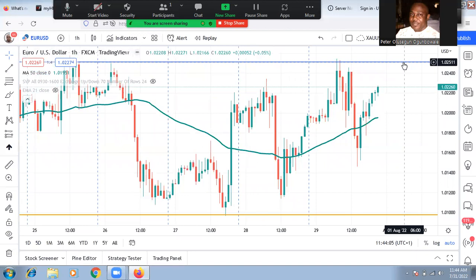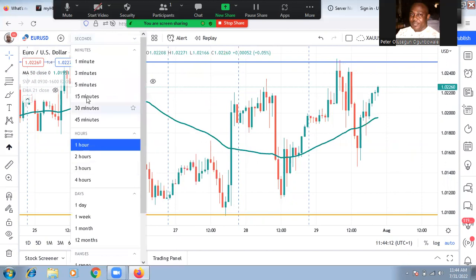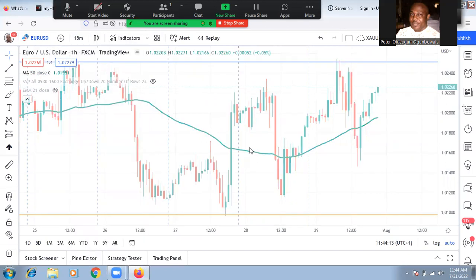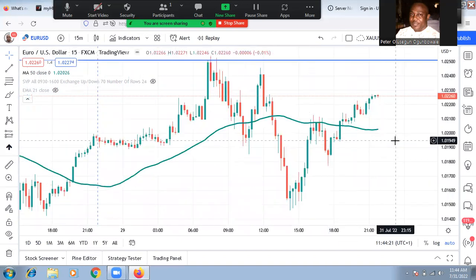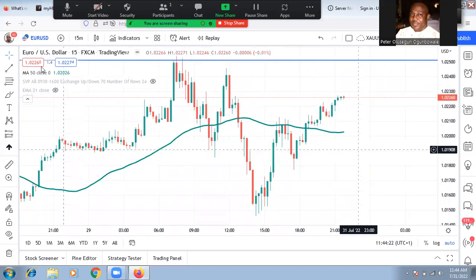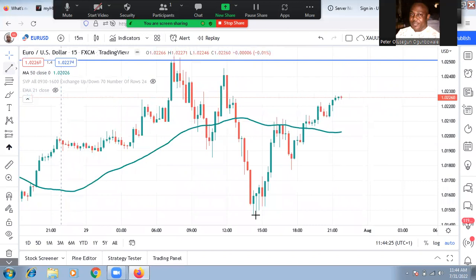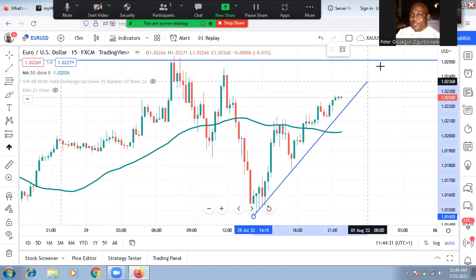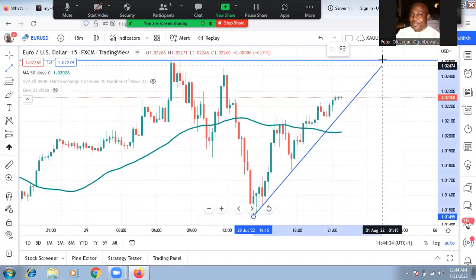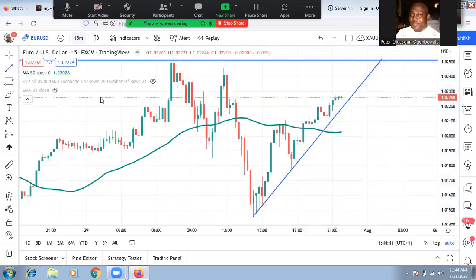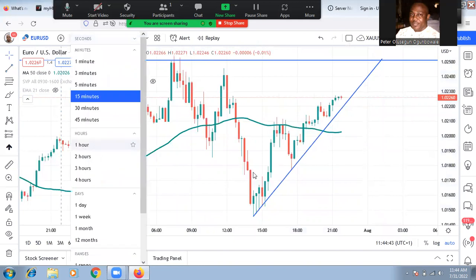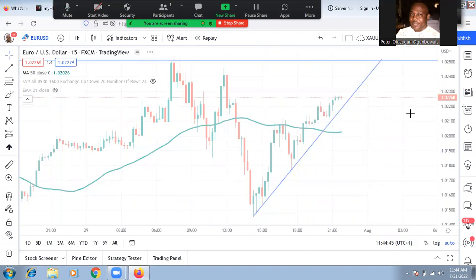I want to find another resistance here. Once that is taken, forget. Let me look at the 15 minutes time frame. That is where I think price may just walk up to. Another thing is to draw a trend line to catch the move from here, to catch a break. That's only 15 minutes, you can catch a break from there to know that probably that has ended.